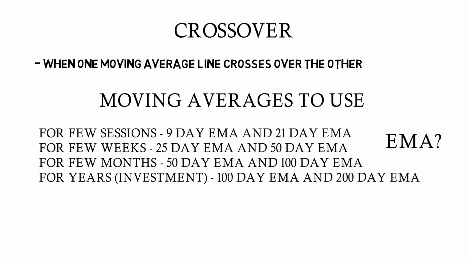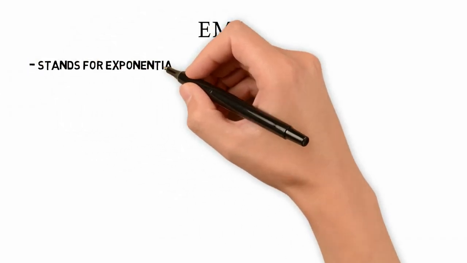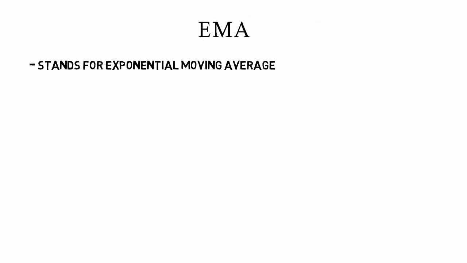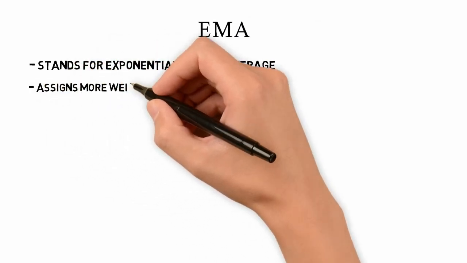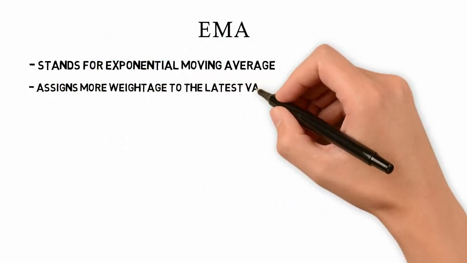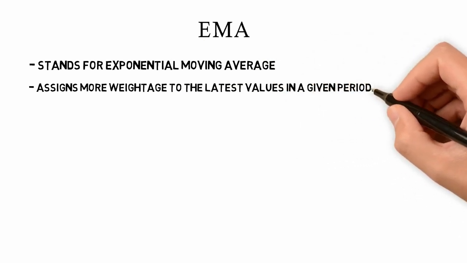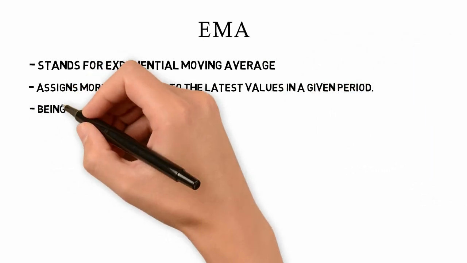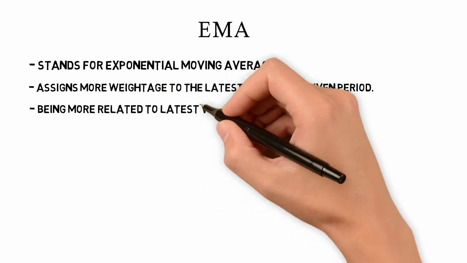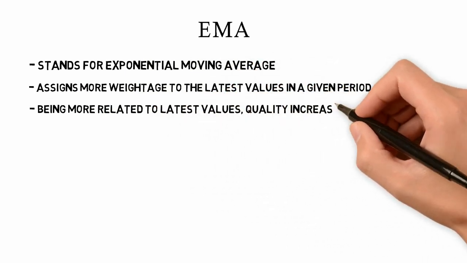What is EMA? EMA stands for exponential moving average. It assigns more weight to the latest values in a set of a given period than equal weightage to all the values of a set. As it gives more importance to the latest values, quality of signal increases.